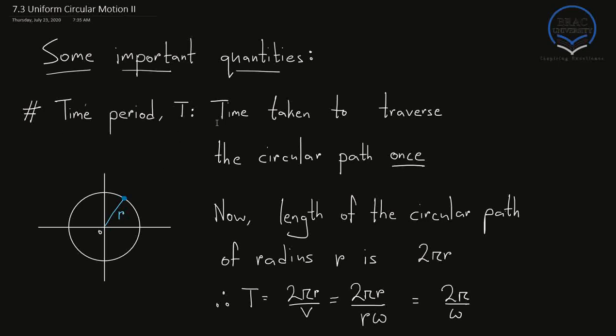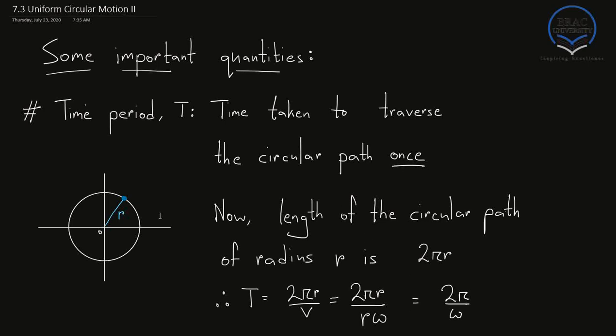First, we have the time period T, which is the time taken to traverse or complete this circular path once. Now, because we have uniform circular motion, where the speed of this particle moving along this circular path is constant, this time period T is a well-defined quantity. The time taken to travel this circular path once does not change. Of course, if the particle is slowing down or speeding up, then this quantity is not so useful anymore. So this time period T is really useful for uniform circular motion.